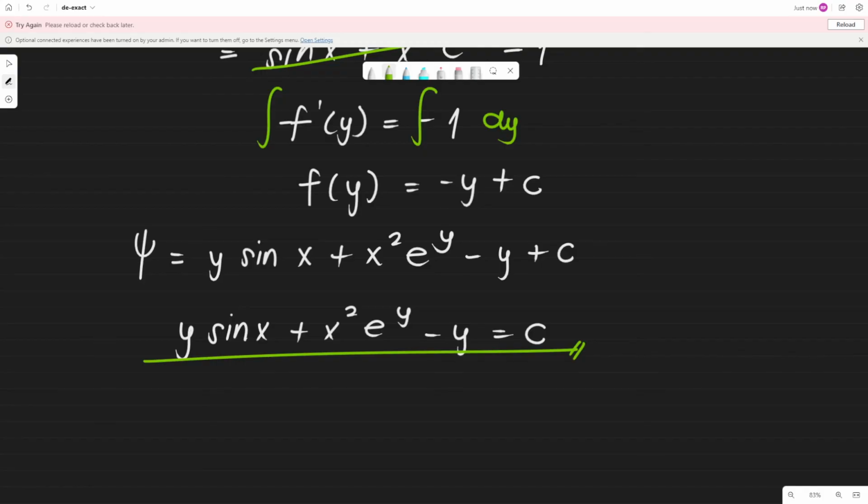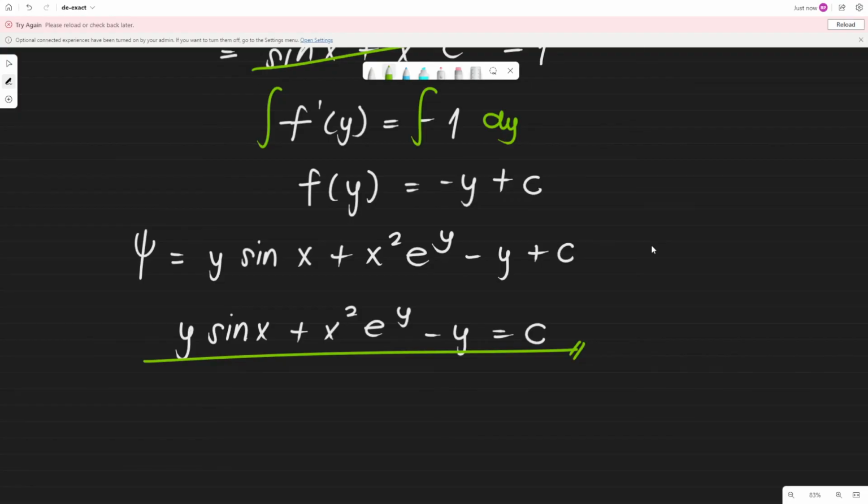If you are asked to identify the particular solution, you need the initial value or the boundary value of the given differential equation. Then substitute the values of x and y. You will get the arbitrary constant, the value of c. Then substitute it back to the general solution. You will get the particular solution. Okay, so that's it. I hope you guys learned something.